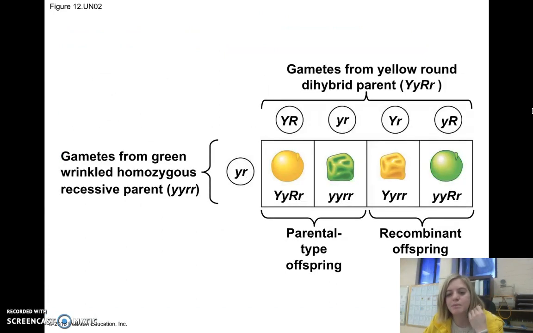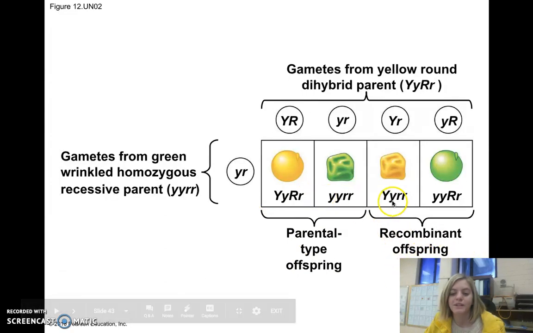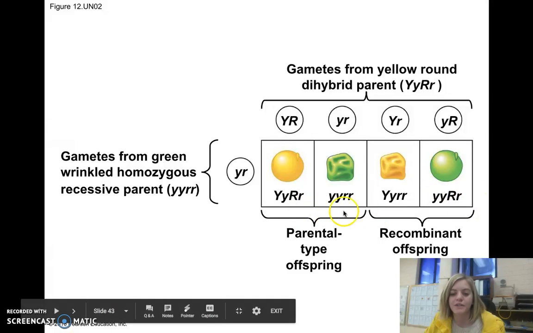So, for example, if we were to cross these green wrinkled homozygous recessive parents with a yellow round dihybrid parent, we would expect to see both some parental offspring, so we would get yellow round and green wrinkled, but also some recombinant offspring in that we have yellow wrinkled and green round, which neither of the parents were.